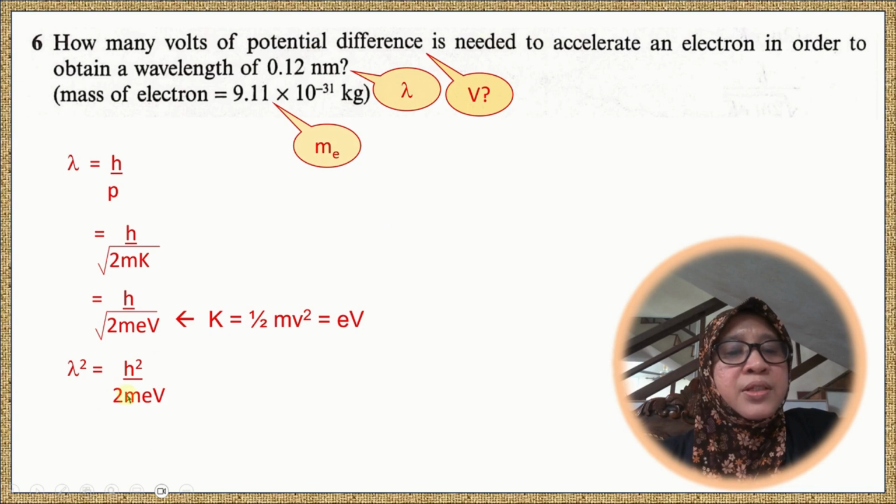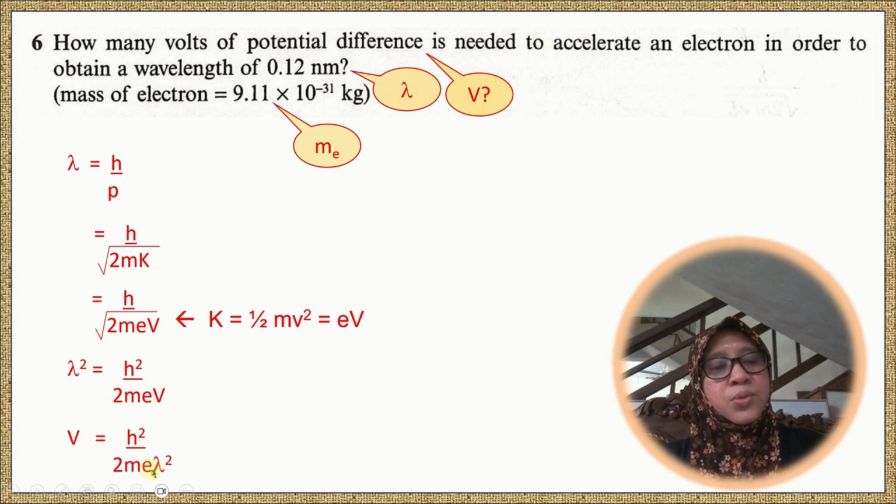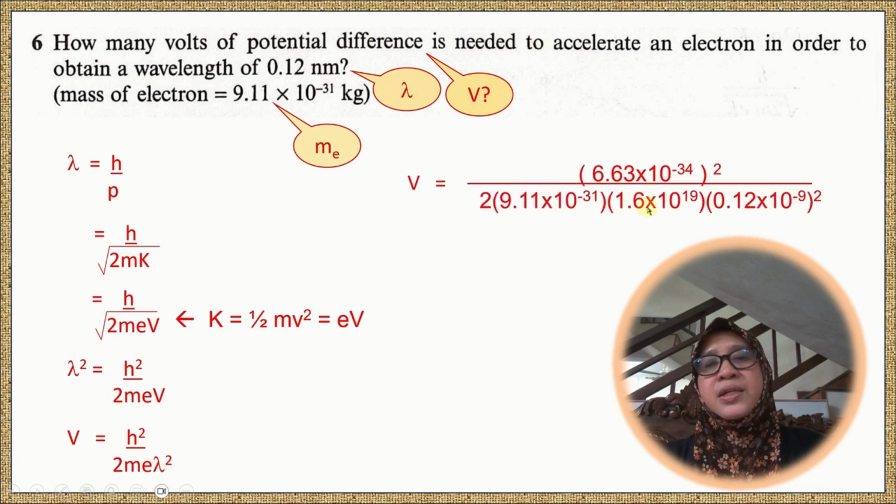So we arrange the equation so that we get V. Squaring both sides, we get lambda squared equals h squared over 2meV, and V equals h squared over 2me lambda squared. So now we can substitute everything. Make sure all is in SI unit.